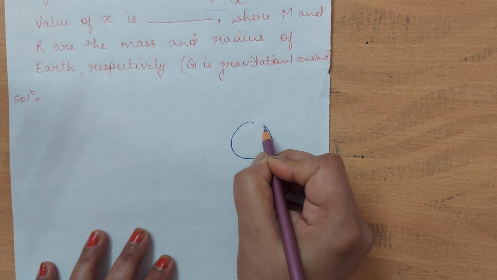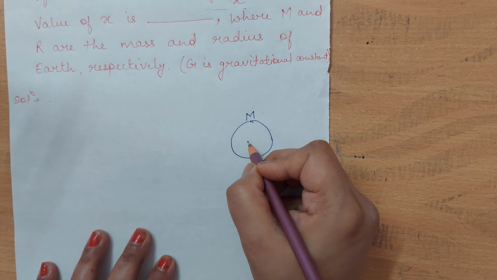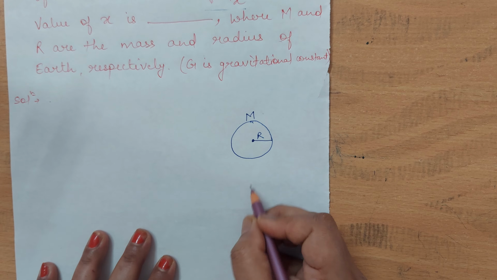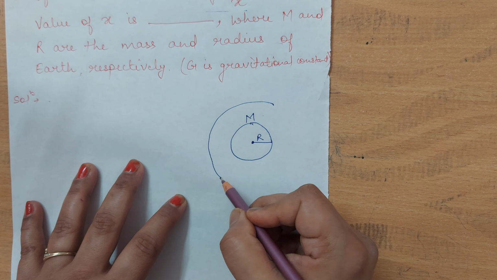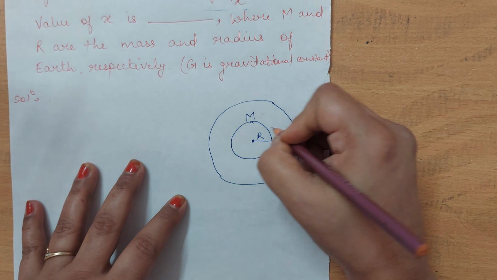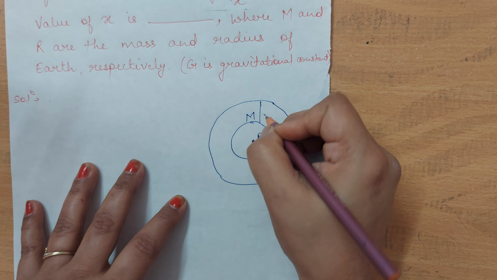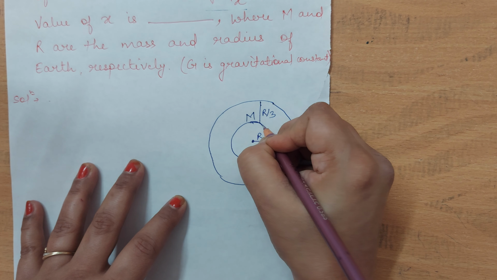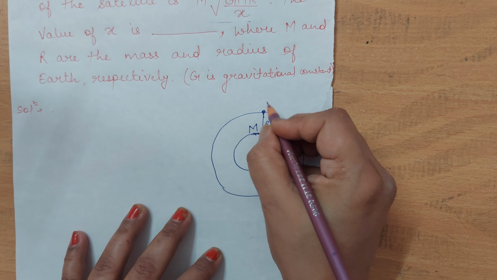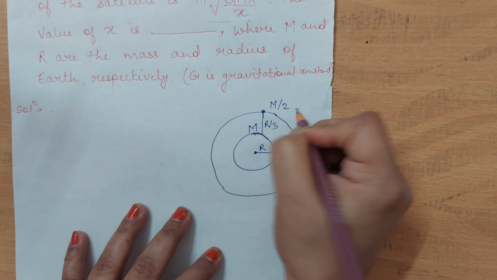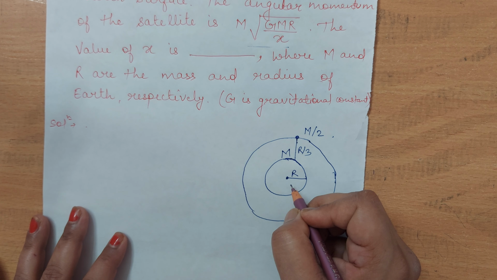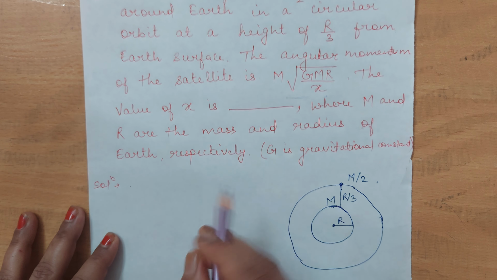Suppose this is Earth of mass m and radius r. Now there is a satellite which is at a height of r/3 from the surface of the Earth. And the mass of this satellite is m/2.